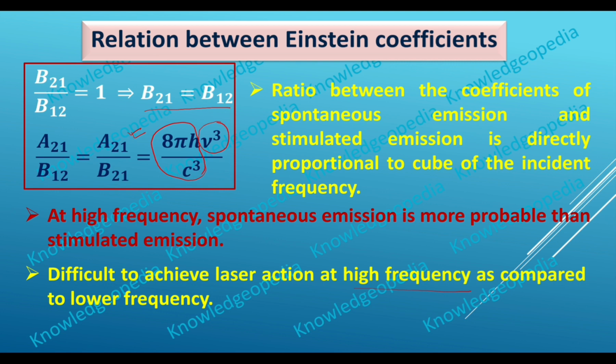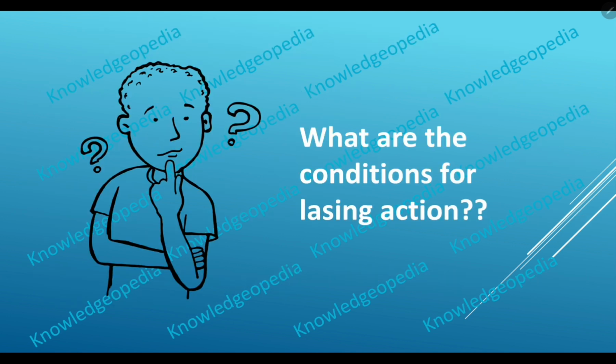Now we already know that stimulated emission should dominate spontaneous emission and absorption to have lasing action, right? So how can we get that condition? What are the requirements so that stimulated emission will dominate over absorption and spontaneous emission? That we will discuss in the next class.